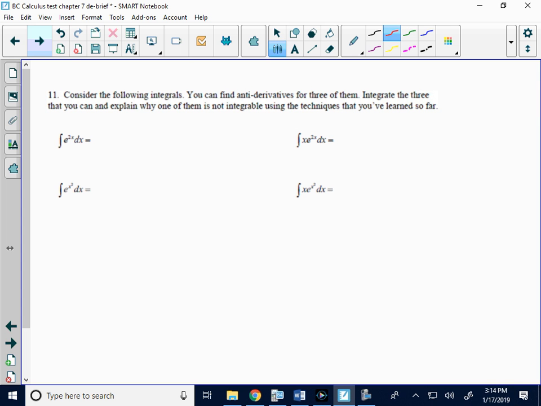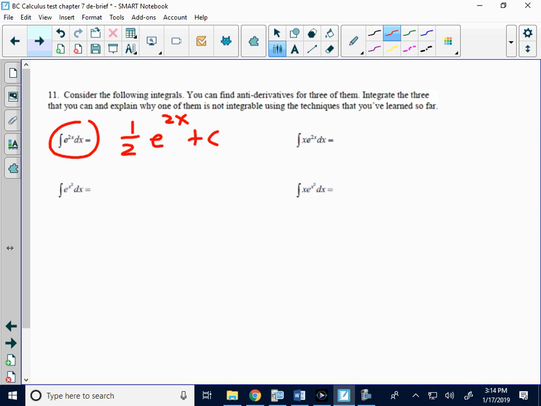Consider these. You can find antiderivatives for 3 of them. Integrate the 3 you can, and explain why one of them is not integrable using the techniques that you've learned so far. Okay, so looking at these, I guess this is probably the easiest one, right? You just put a 2 in and a 1/2, so we get 1/2 e to the 2x plus c.